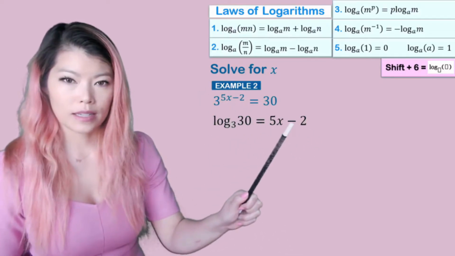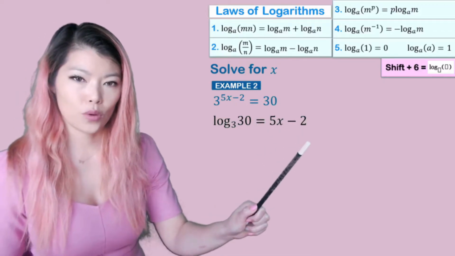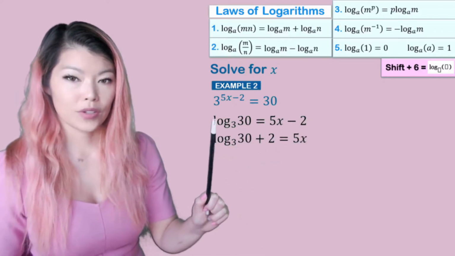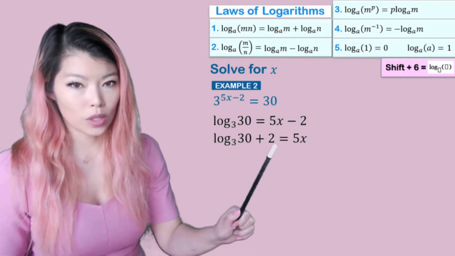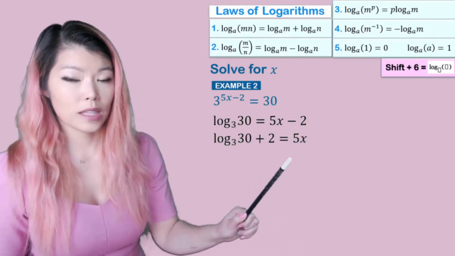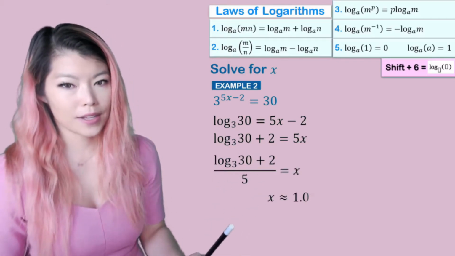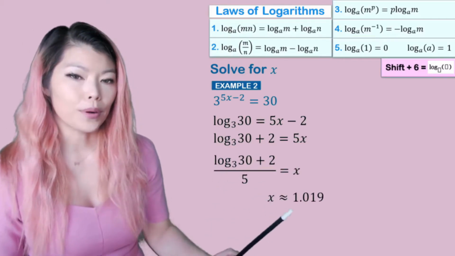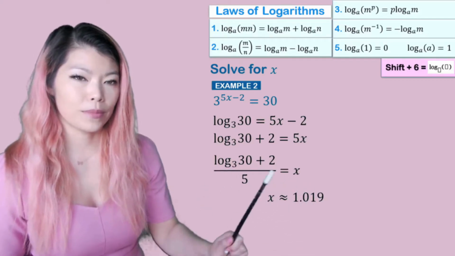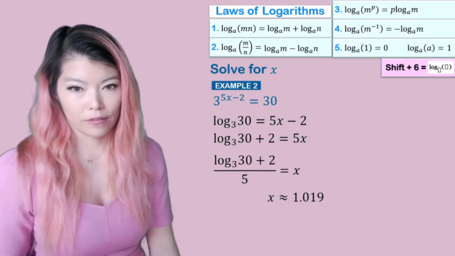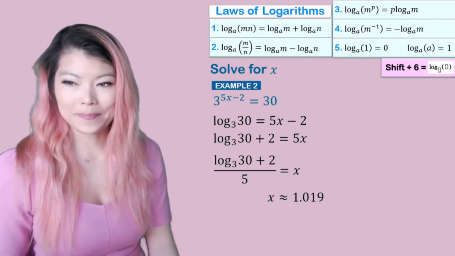And then we're trying to get x by itself, so we add 2 to both sides. So now we have log base 3 of 30 plus 2 equals 5x. And how do I get x by itself? Divide by 5 on both sides. And if you plug that into the calculator, you'll get roughly 1.019. Again, I won't demonstrate this step, but it's using the Shift 6 shortcut key.